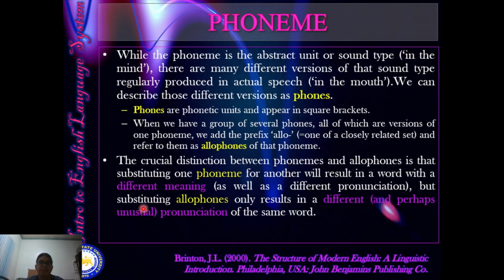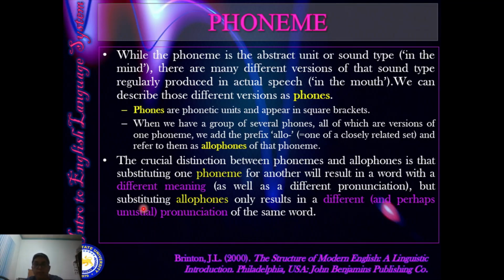Now, while the phoneme is the abstract unit or sound type, there are many different versions of that sound type regularly produced in actual speech or in the mouth, right? So we can describe those different versions as phones. Your phones are phonetic units and appear in square brackets. Now, when we have a group of several phones, all of which are versions of one phoneme, we add the prefix allo, one of a closely related set, and refer to them as allophones of that phoneme.